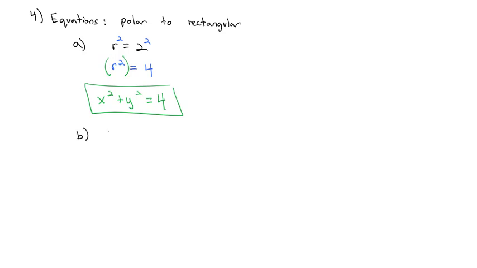Let's try another one. Let's do r equals 5 cosine theta. Here we could square both sides again and get r squared, which we know we can replace with x squared plus y squared. The problem is if we square the right side, then we get 25 cosine squared, and that doesn't convert really well with our formulas. But we can do something similar. What if I multiplied both sides by r? If I multiply both sides by r, I get the r squared on one side and 5r cosine theta on the other side.